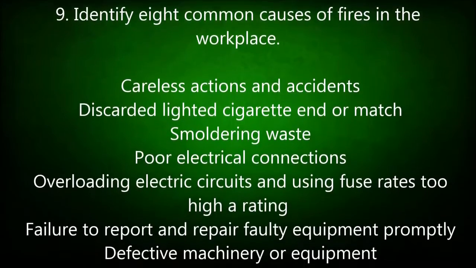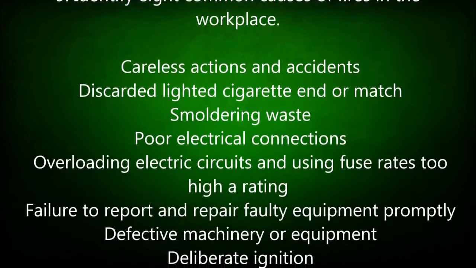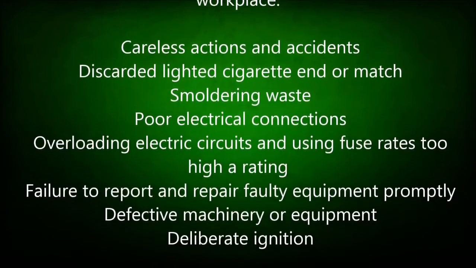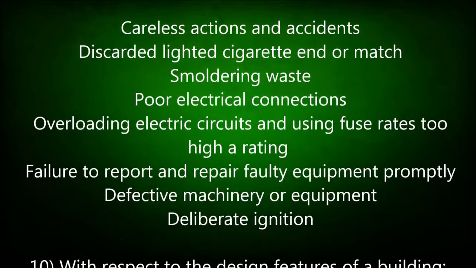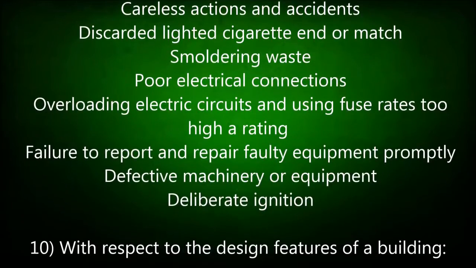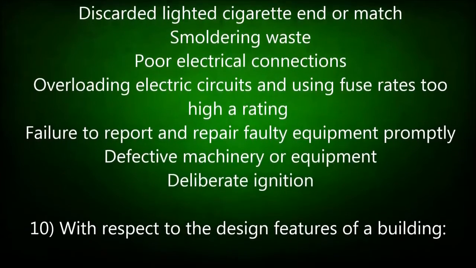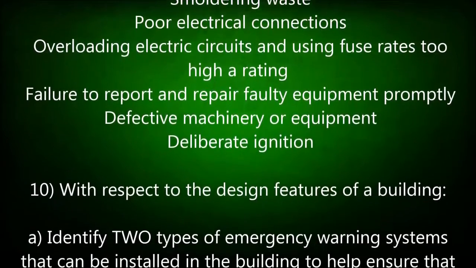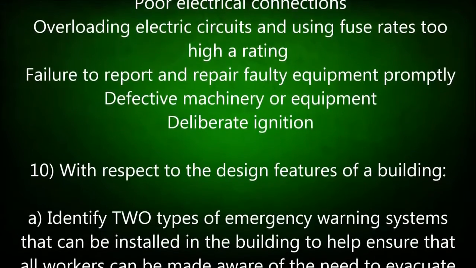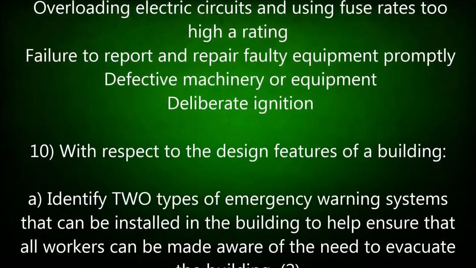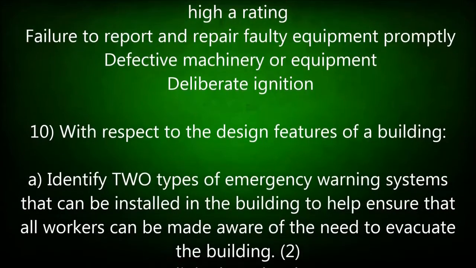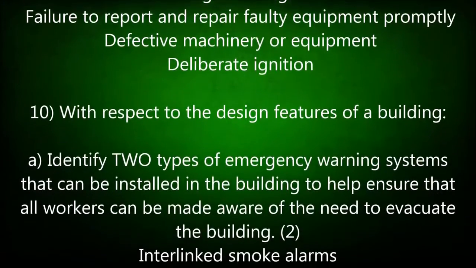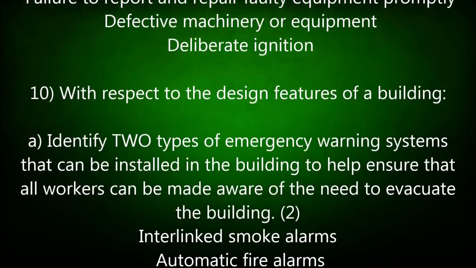10. With respect to the design features of a building. A. Identify 2 types of emergency warning systems that can be installed in the building to help ensure that all workers can be made aware of the need to evacuate the building. Interlinked smoke alarms. Automatic fire alarms. Smoke detectors. Heat detectors. Hazard warning lights.